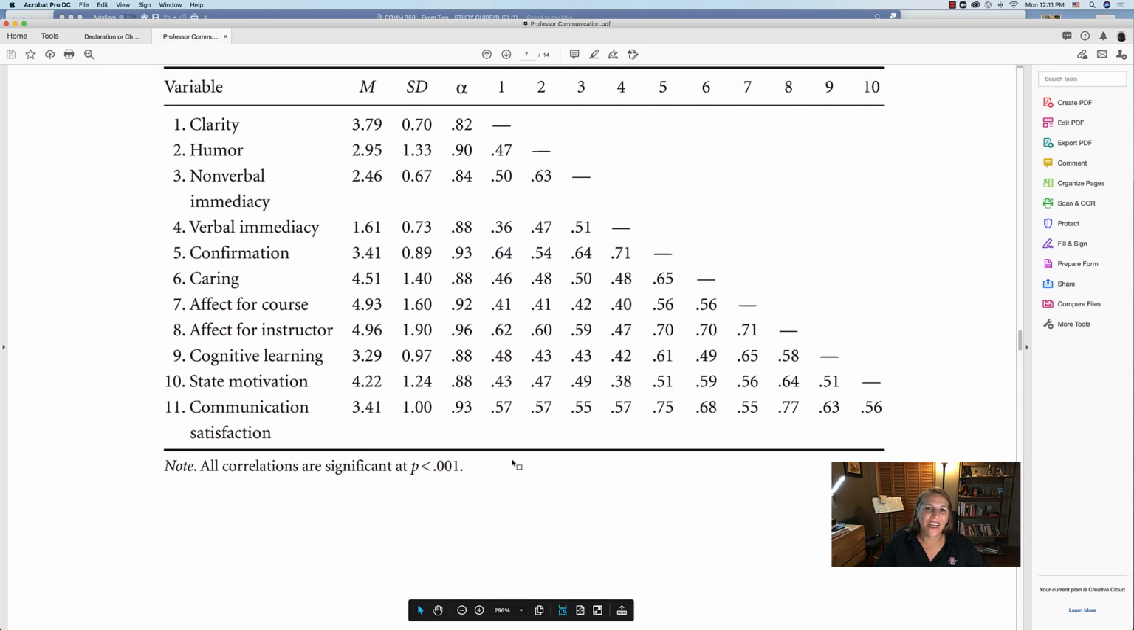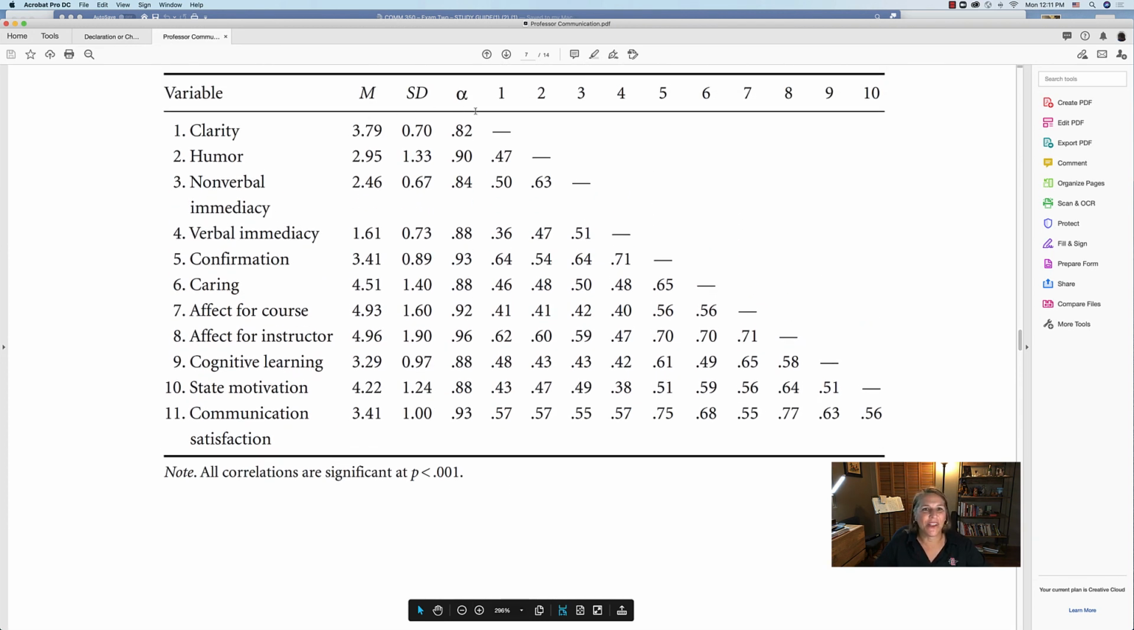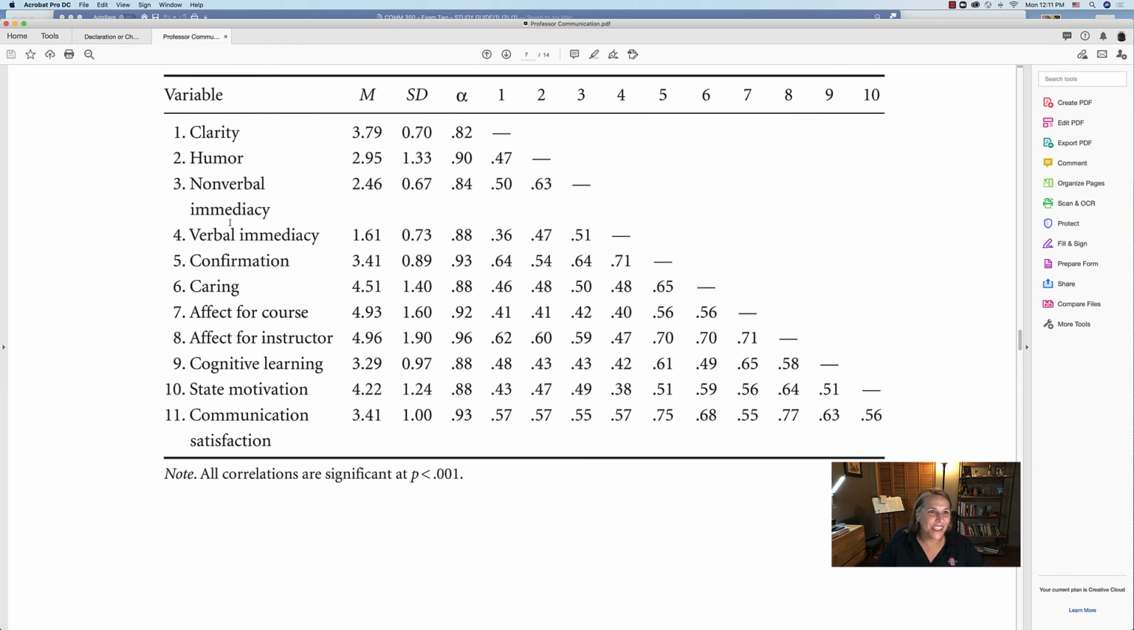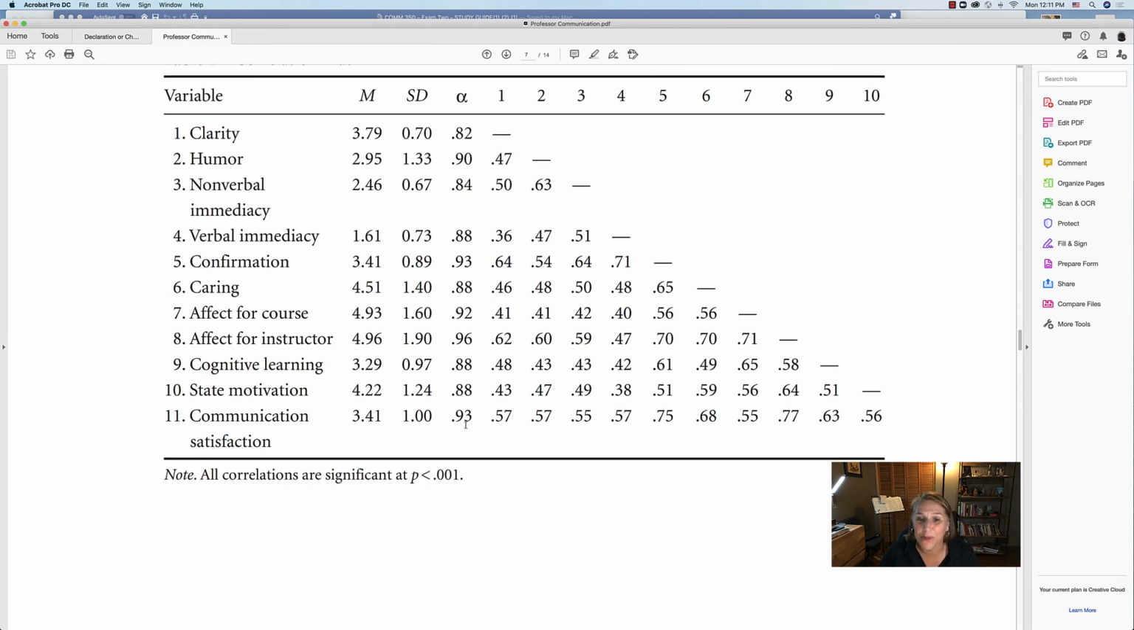So see, what they've done is the first half of this table is actually these are the variables. Remember, a variable is a concept. We have 11 variables here. This is the mean, the standard deviation, and this is the alpha level. If I were to look at this, did they measure all of these things reliably? I would look down the scale and go, hot dang, they have some really high alphas. Remember, 0.7 or above.